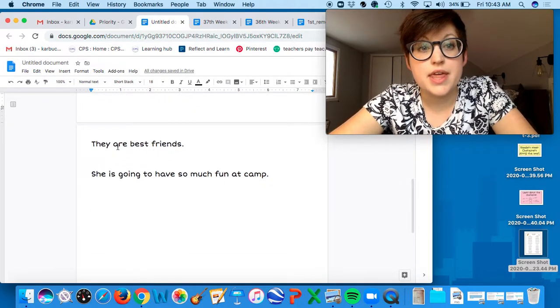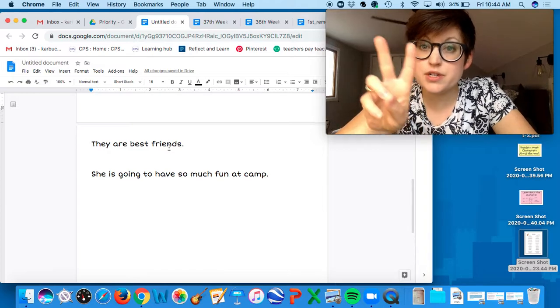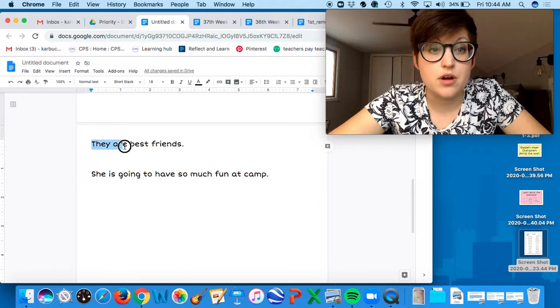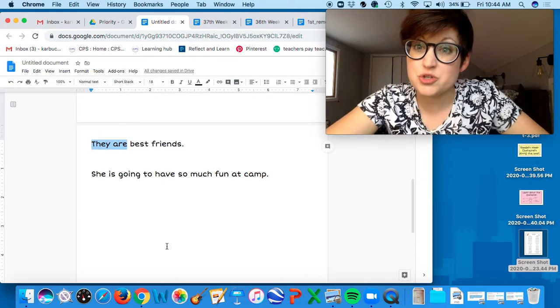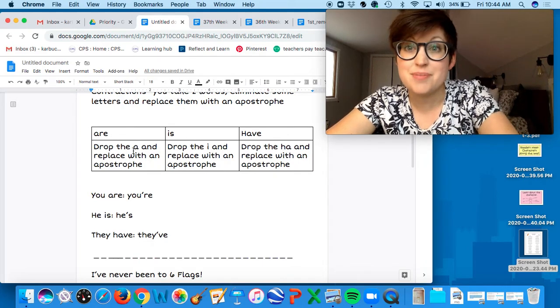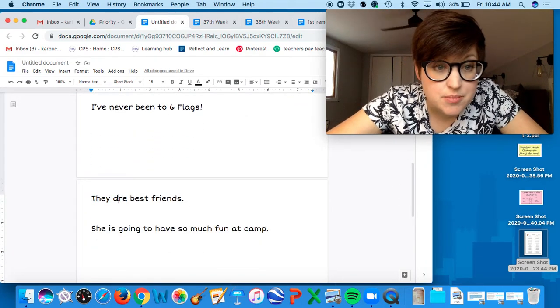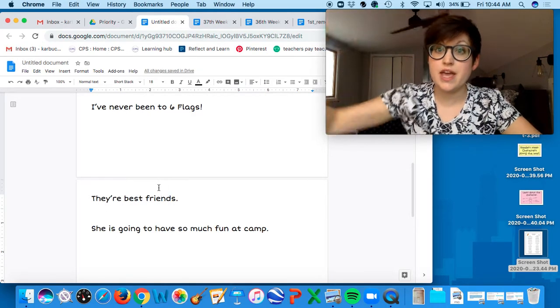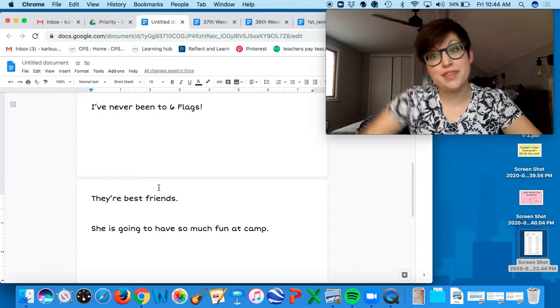The next one, they are best friends. So what two words? Say them out loud. So they and are are my two words I can make smaller into a contraction. And with are, let's go up and look at my rule. We just have to drop the A. So I'm going to go in here. I'm going to erase the A and replace it with an apostrophe. They're best friends. They are best friends or they're best friends means the same thing.